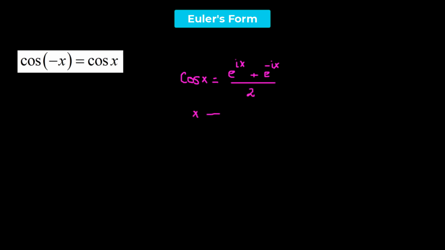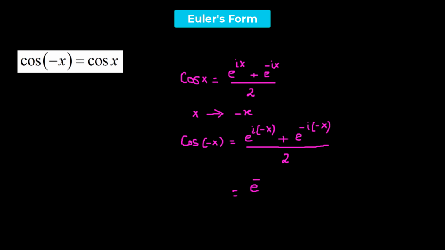Now we're going to substitute x with negative x. So that gives us cosine of negative x equals e raised to the power of i times negative x plus e raised to the power of negative i times negative x, whole divided by 2, which will be equal to e raised to the power of negative ix plus e raised to the power of ix, whole divided by 2, and that returns back the original cosine function. So this proves that cosine of negative x is equal to cosine of x.